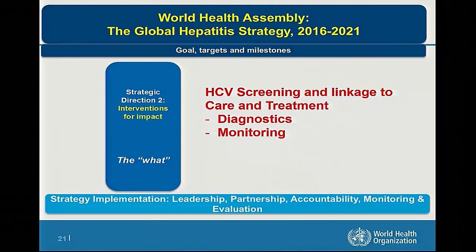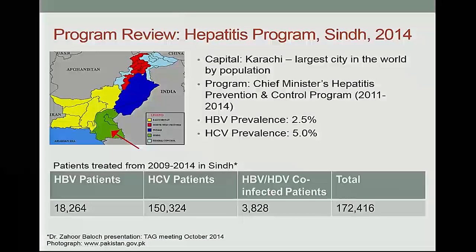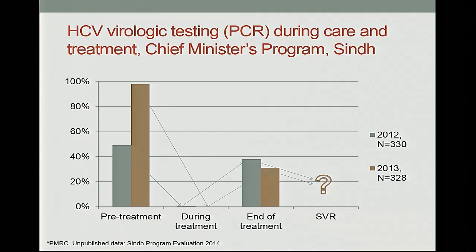Then we've been talking a lot about screening and linkage to care, which is another of the strategic directions, the interventions for impact, that I want to talk about. Going back to Pakistan, they have a high prevalence of HCV, and they've had national and provincial treatment programs for several years. We were asked to collaborate on a program review in Sindh province, where Karachi is, in 2014. Part of that assessment was sampling hospitals where they do treatment. By the way, they have subsidized, interferon-based treatment in Pakistan, and they treat a large number of patients throughout the country.